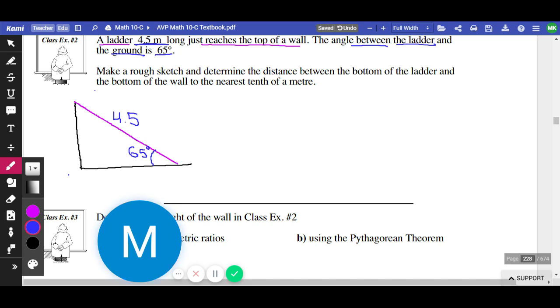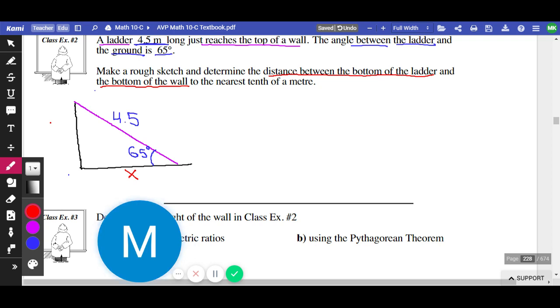Fantastic. Make a rough sketch and determine the distance between the bottom of the ladder and the bottom of the wall. Bottom of the ladder, bottom of the wall. They're looking for this distance. When you're looking for something in math or you don't know something in math, we call it x. We drew our picture. It looks gorgeous. We need to try to solve for x.